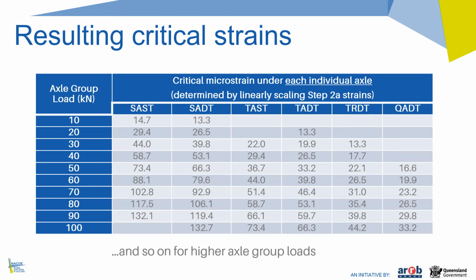The result from that process is a table looking something like this, which shows the critical microstrain for each combination of axle group type and load level. Down the left-hand side we've got the load levels in 10 kilonewton increments. We've then got a column for each of our 6 common heavy vehicle axle group types, and under that we've got the tensile microstrain at the bottom of the asphalt under a single axle. So it's not the strain under the complete axle group, it's just the strain under a single isolated axle from that group. The strains from this table are then used to calculate the allowable loadings using the asphalt fatigue relationship, which is the next step.